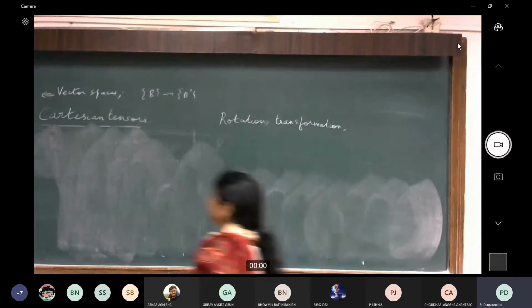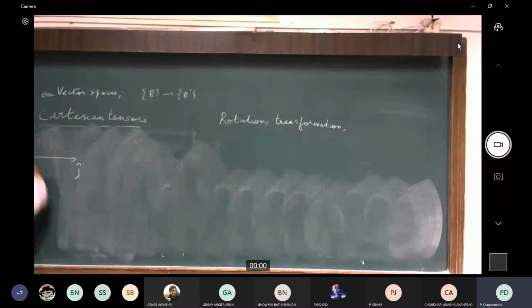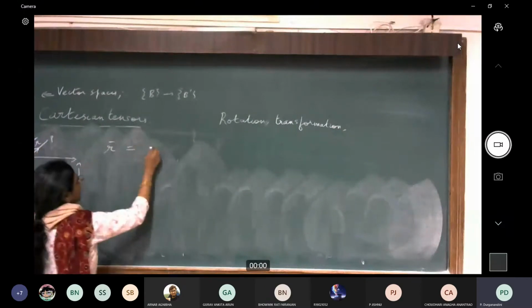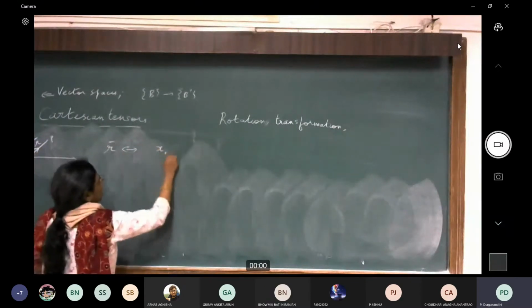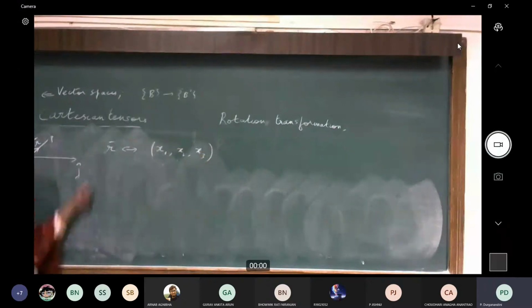The first thing we will do is, let me put this. So this is our usual three-dimensional space. And let's just take the origin. And so this is the position vector. And with respect to this choice of basis, this can be written as x1, x2, x3. These are the coordinates or the components of this position vector along the x-axis, y-axis, z-axis.